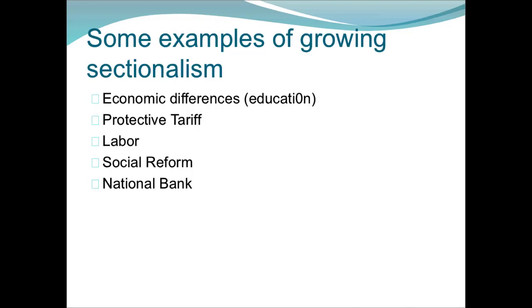Some examples of sectionalism were the economic differences in the areas. The South was more focused on agriculture. The North's more focused on trading. That means the South doesn't like a protective tariff, while the North does like a protective tariff because then it protects their manufacturing. Labor is a big difference in who moved there, between the immigrants and whether it was slave labor. Social reform and the National Bank: the South tended not to like the National Bank while the North tended to like the National Bank.